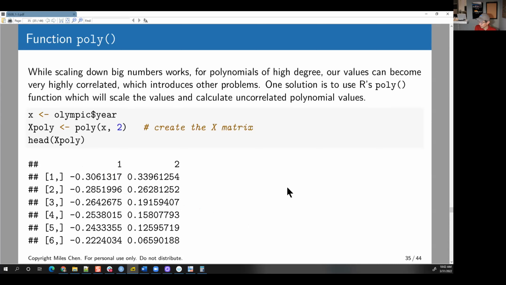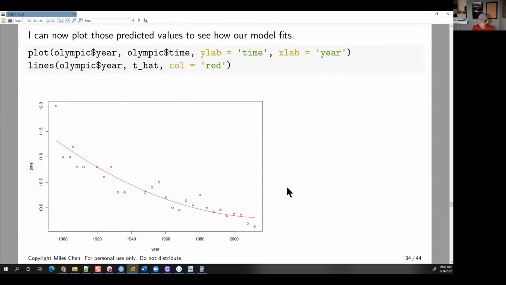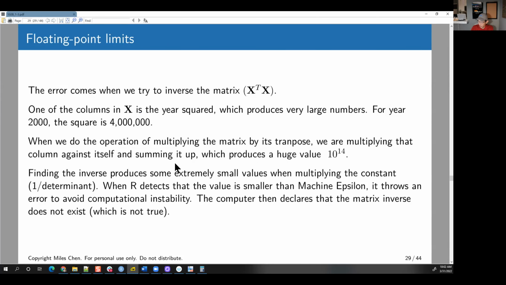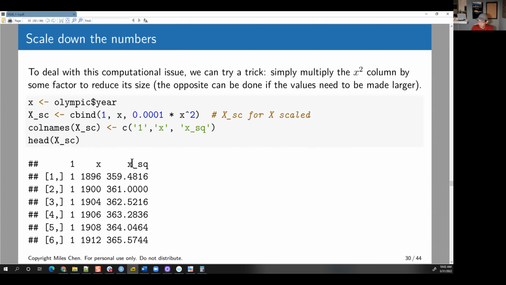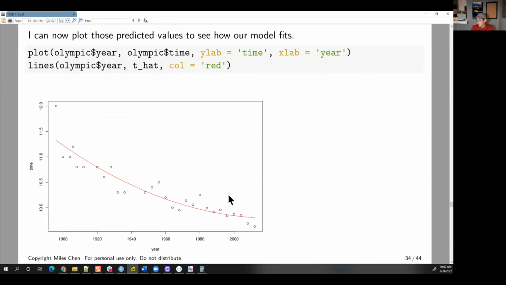I don't know if you are familiar, but there is a function called poly, okay? And what this poly function does is it creates uncorrelated values. So the way we did this is we took basically our x values and we just squared them and scaled them down, okay?